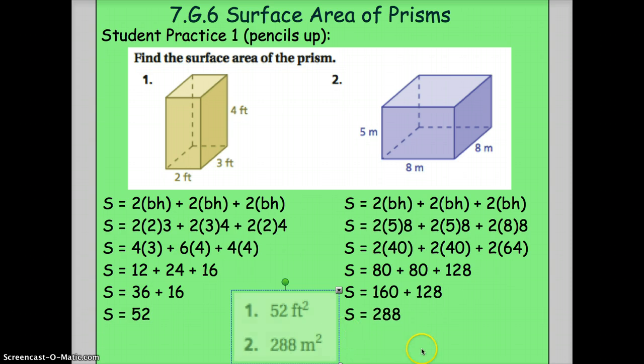Taking a look at my finished answers, notice my units are squared on both of those. You want to be very careful and make sure you square your units.